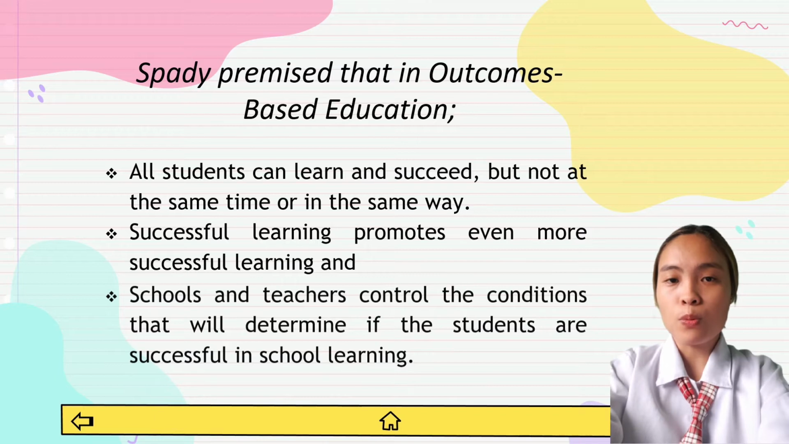Successful learning promotes even more successful learning, and schools and teachers control the conditions that will determine if the students are successful in school learning. All students have talent, and it is the job of schools to develop it. The role of schools is to find ways for students to succeed rather than finding ways for students to fail.